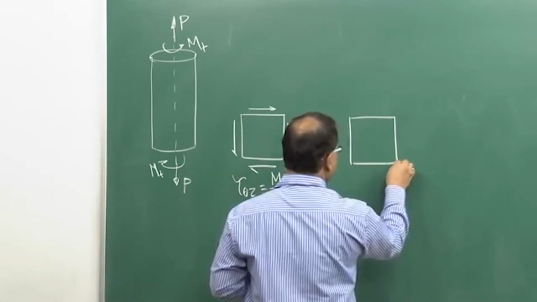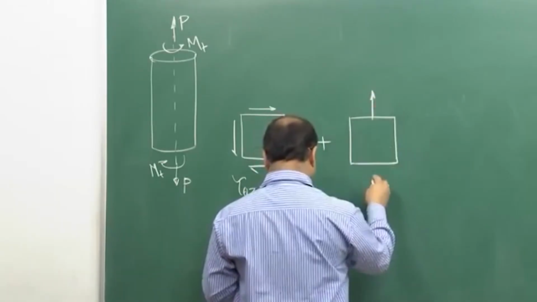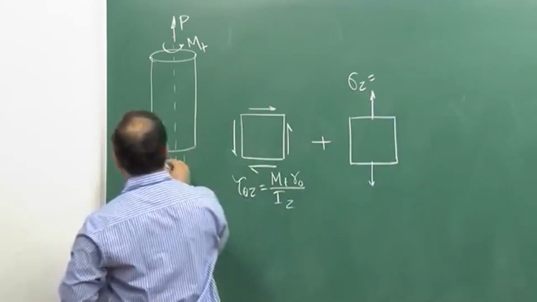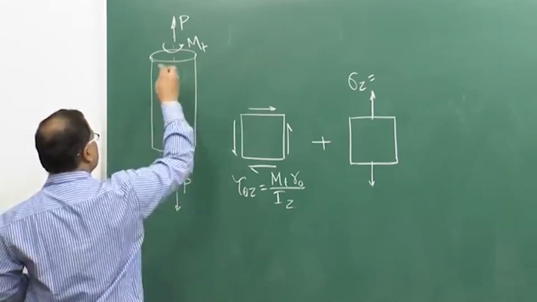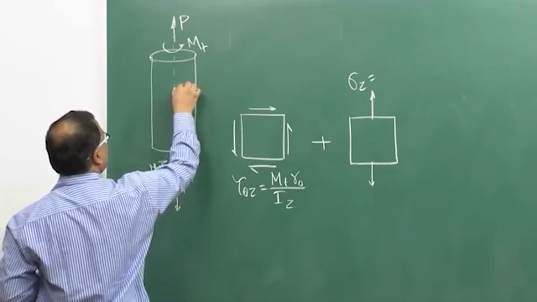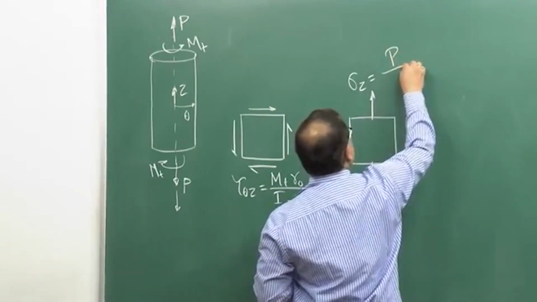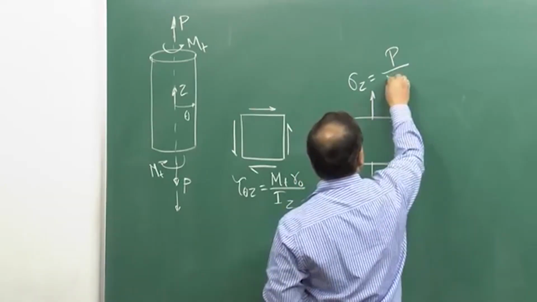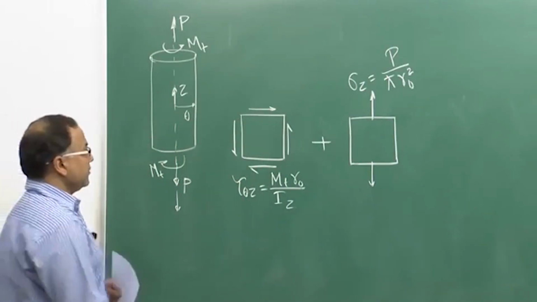Now, it will be combined with the state of stress due to your axial force, that will give you the sigma z. So, this is your z direction, this is your theta, this is your z. Okay. So, sigma z is nothing but P over the circular cross section area, so I can write pi r naught square. Okay. This is your sigma z.